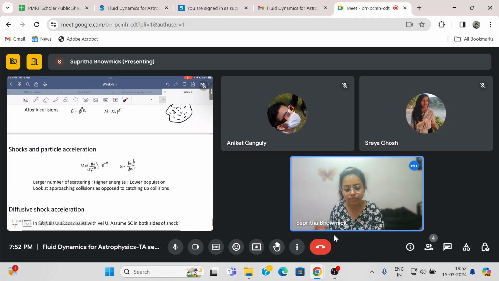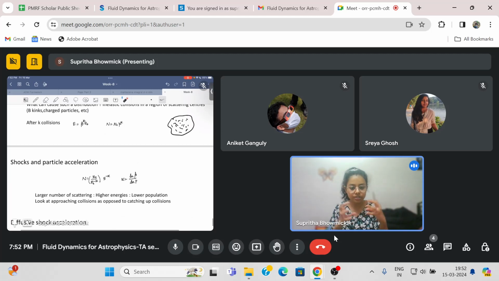And of course we want these collisions between the test particles and scattering centers to result in an increase in energy of the test particle. So we want to look at approaching collisions, head-on collisions. We don't want the scattering center and the test particle to move in the same direction. You can also call that a collision, right? But that won't result in an increase of the energy of the test particle. So they have to collide head-on.